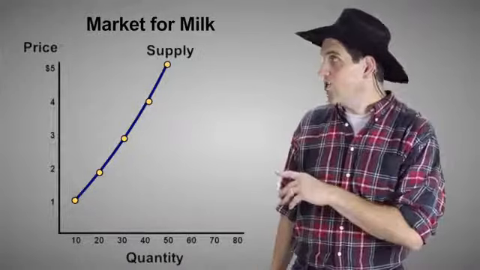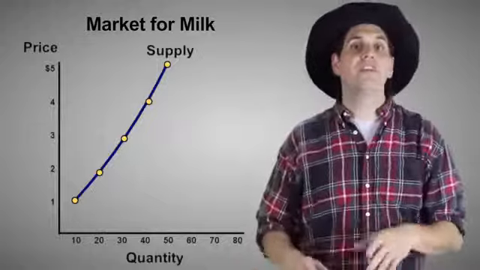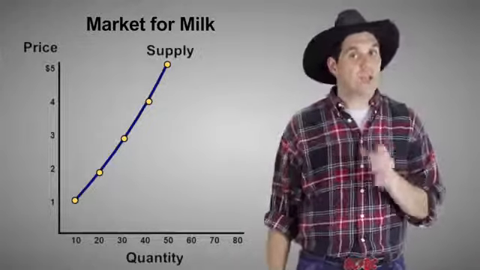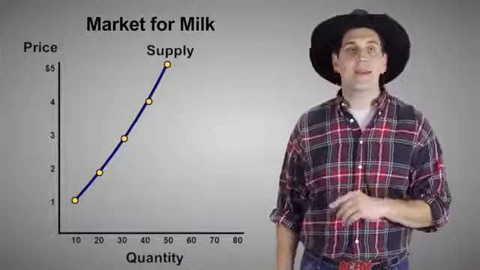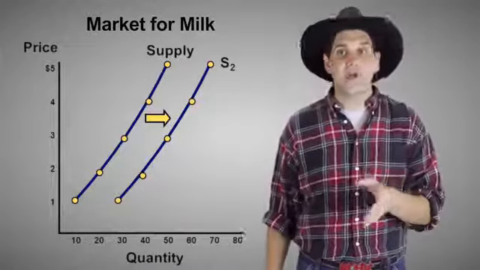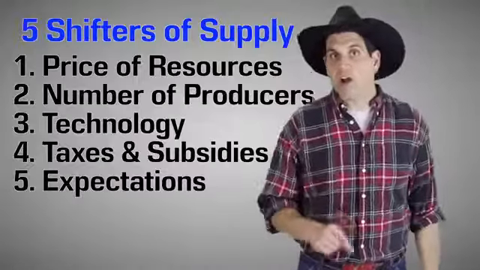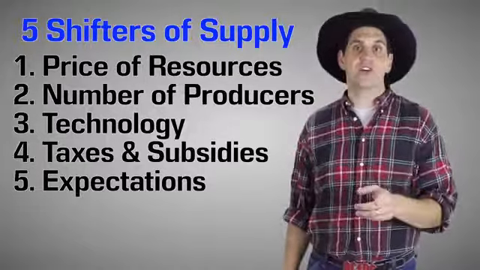And again, when there's a change in price, that moves along the supply curve. But the supply curve can also shift. Just like demand, an increase in supply is always to the right, and a decrease is always to the left. Using milk as our example, let's talk about the 5 shifters of supply.